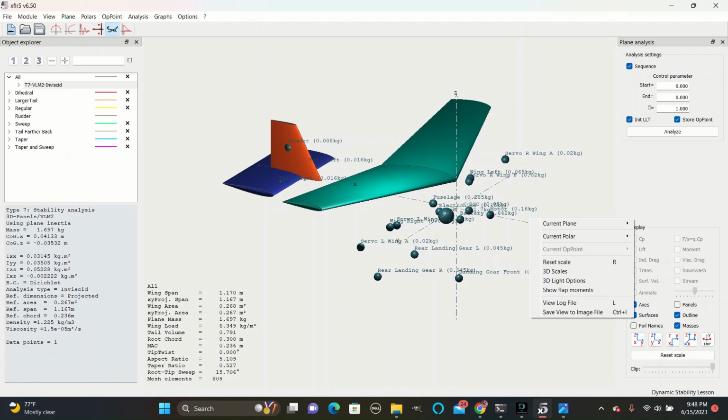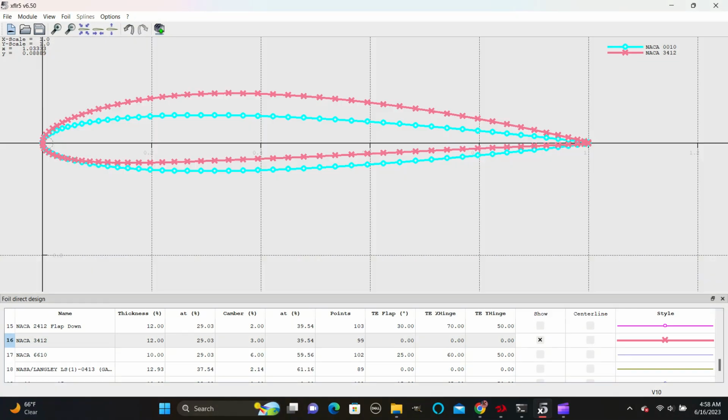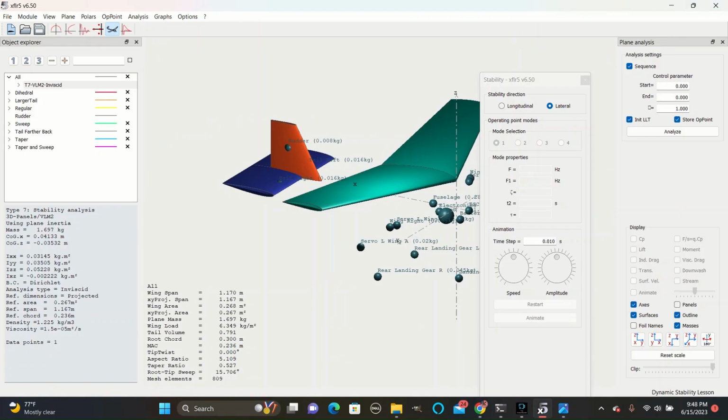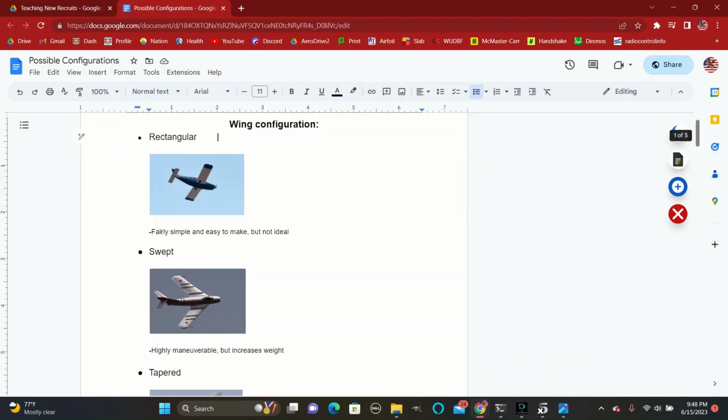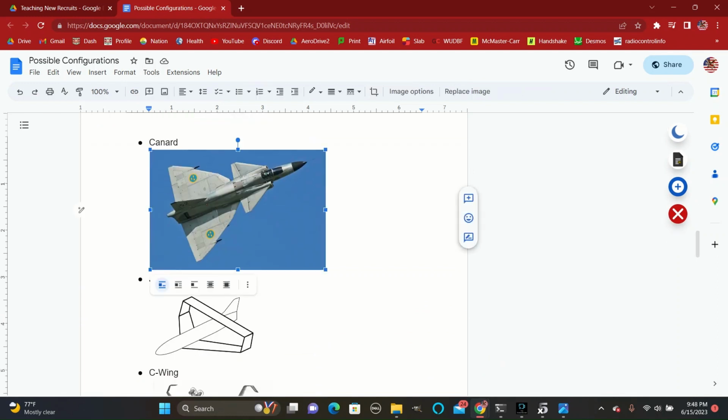Camber is when the airfoil shape curves upwards. As you can see, it happens a lot more in the 3412, which I just clicked on, as opposed to the 0010s. The camber is indicated by the first number in the NACA series. A canard is a type of plane configuration where the wings are placed in the back and the horizontal stabilizer is in the front. You can see one pictured here.